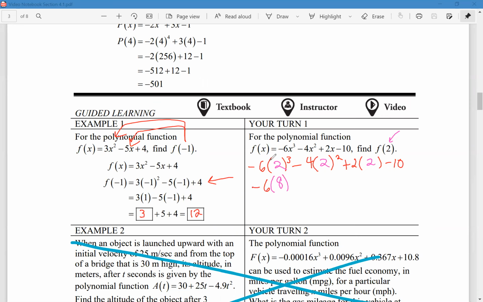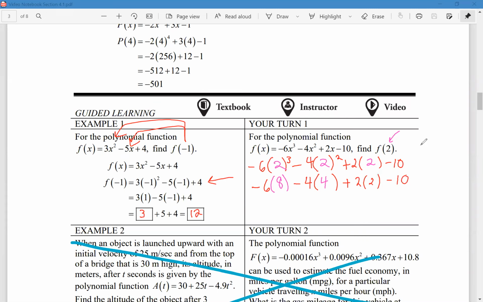Bringing down the -6. So notice we did not do -6 times 2 is -12 and then cube it with the exponent of 3. So just be careful. Again, order of operations is what we're doing. So we're doing the exponents now. Moving to the next term, 2 squared would become 4. So I'm putting 4 in the parentheses. And then everything else we can just copy down.